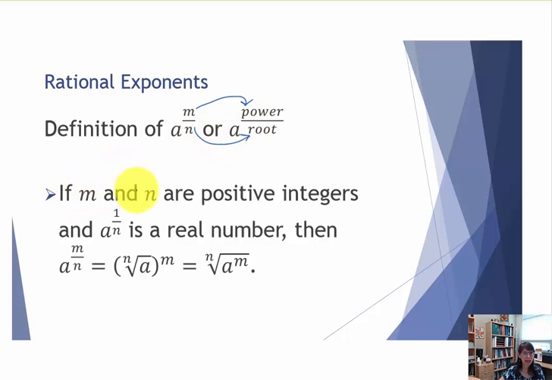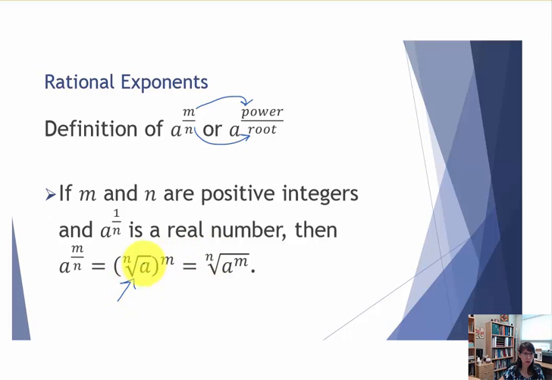So if m and n are positive integers, and a to the 1 over n is a real number, then here are some different forms that we can use, which all mean the same thing. A raised to the fraction m over n can be translated as taking the root of that base a and raising to the power of m. Or you can take that base of a, raise it to the power first, and then take the root.